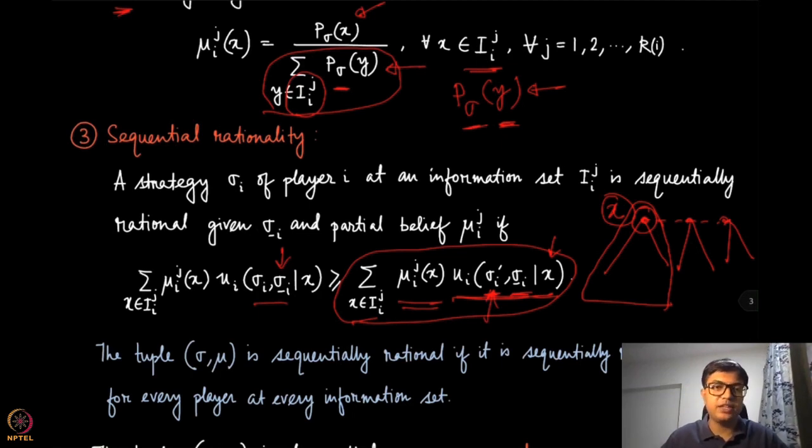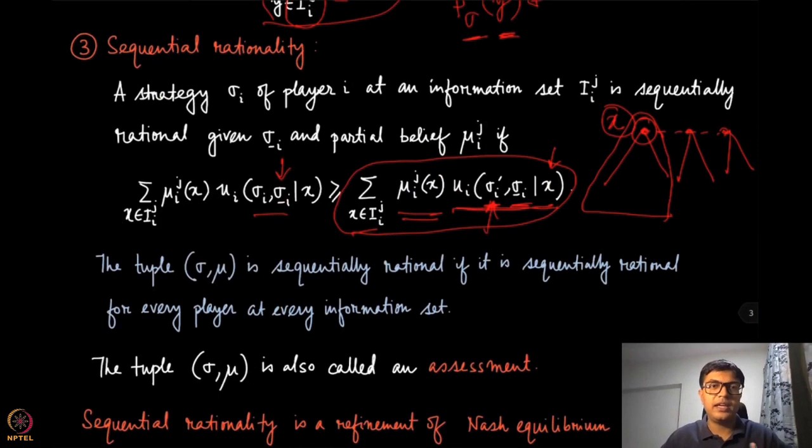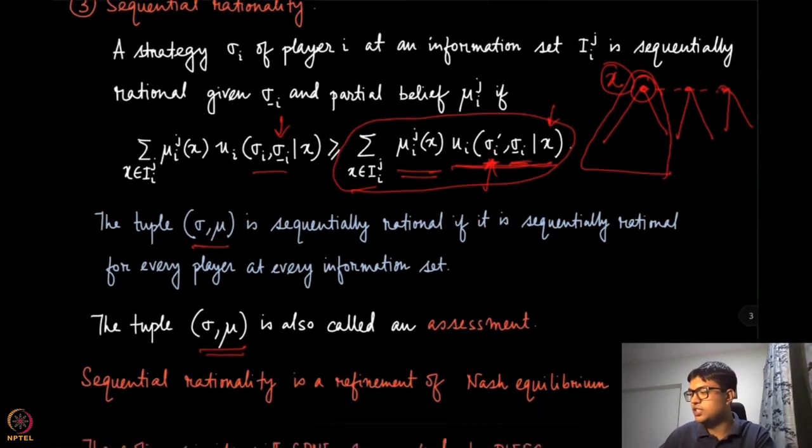So this is very similar to the Nash equilibrium, but now you are looking at the information sets in an IIEFG. That is the only difference that we have. So now we actually have a combination of two things: the behavioral strategy, which is given by sigma, and the corresponding Bayesian belief, which is mu. This tuple sigma comma mu, we are going to call sequentially rational if it is sequentially rational for every player at every information set. We will sometimes also refer to this tuple as an assessment. This is just terminology.